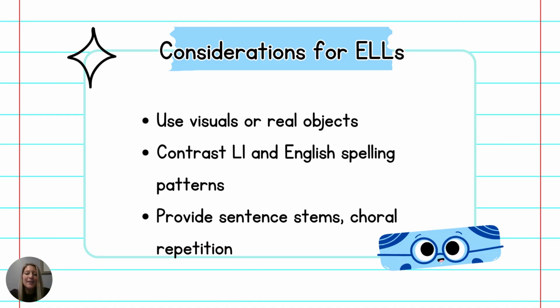And then lastly, providing sentence stems and choral repetition. Sentence stems give the students a scaffold to start writing independently, which is so beneficial for them. They're not feeling overwhelmed by having to provide that whole sentence. We're helping them and differentiating that for them. And then the choral repetition allows them to practice the pronunciation, the spelling patterns, and the sentence structure in a low stress, supportive way. So we're benefiting them, but also helping them in the same sense.